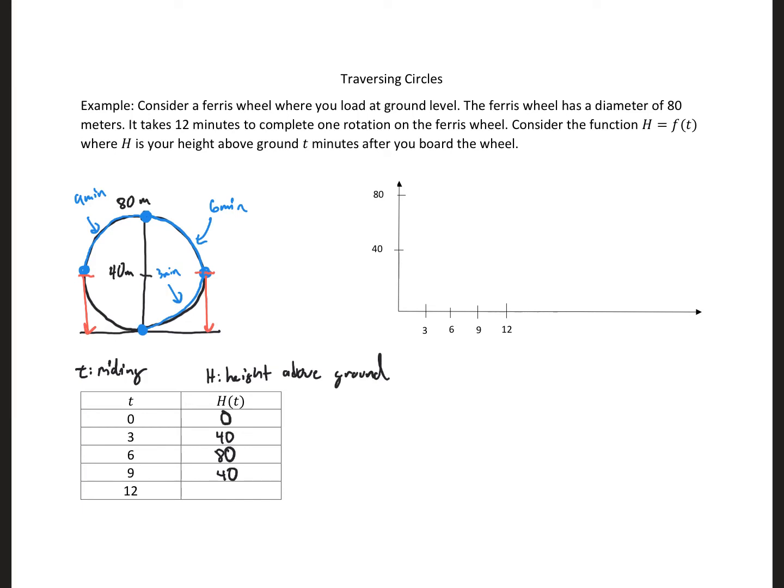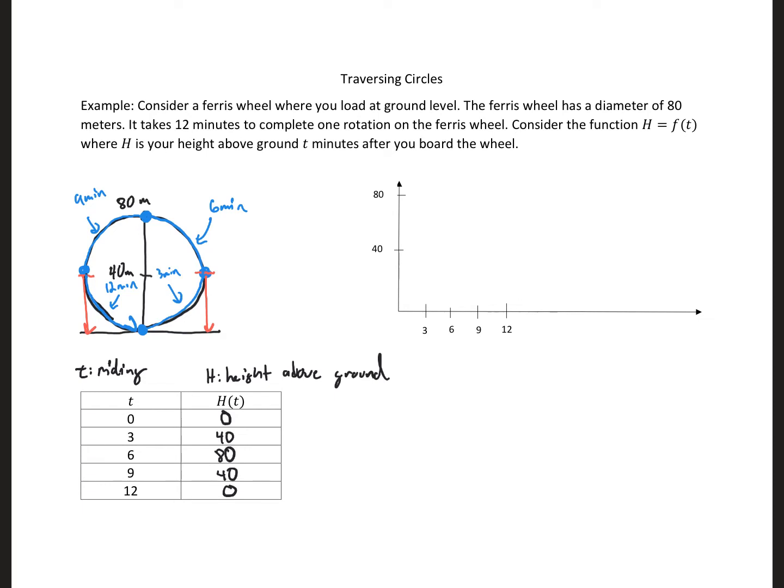And if I continued all the way around, I would have been riding now for 12 minutes. 12 total minutes to get all the way around the circle. That would put me back at ground level.